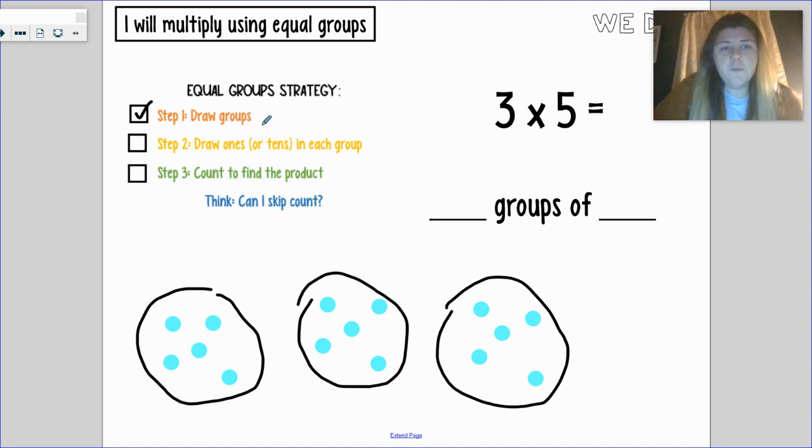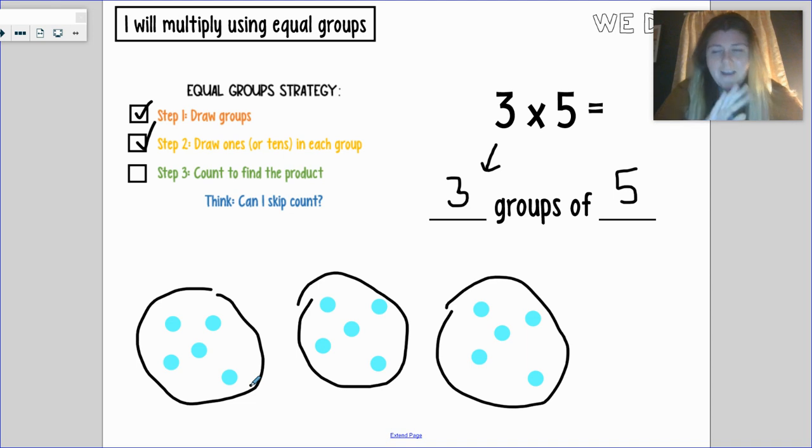Okay, so I drew my equal groups. I can now bring down this equation. Remember, I had 3 groups, not 5, like the last one. 3 groups of 5 dots in each. Just checking off, making sure I did all my steps to drawing my equal group strategy. And then I'm counting to find the product. So I can count by fives. I know you can count by fives. But if you're feeling like you're not there yet, you can just count all the dots. So 5, 10, 15. Same answer, and that's okay.